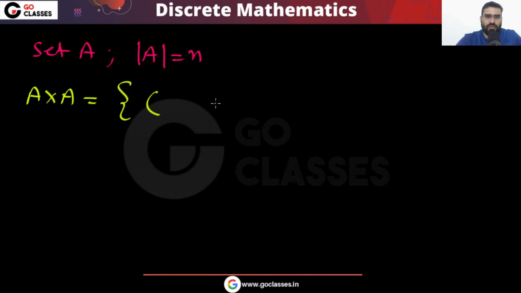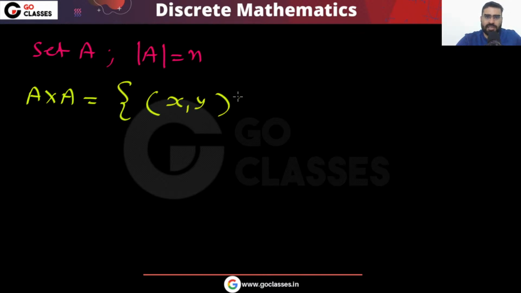Now what is the cardinality of A cross A? You have a set A such that the cardinality of A is given as n. Then what is the cardinality of A cross A? You know what A cross A is? That is the Cartesian product, which is basically the set of ordered pairs.